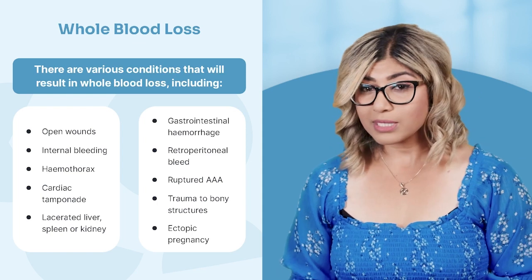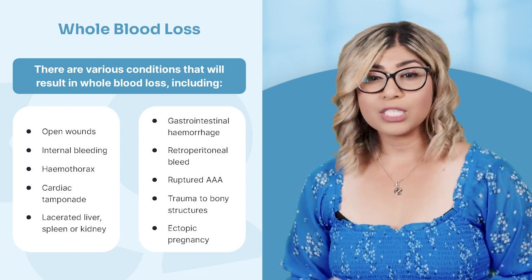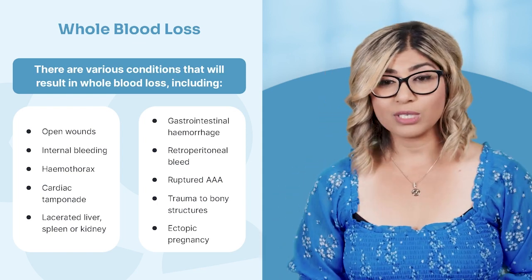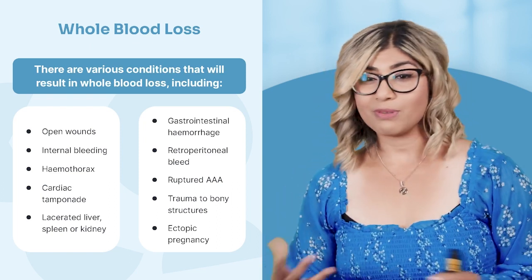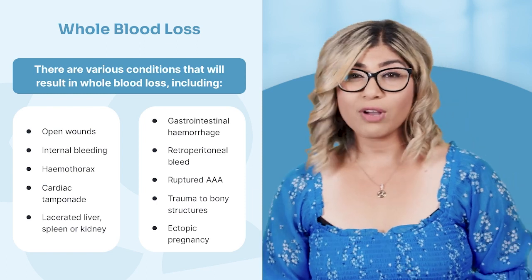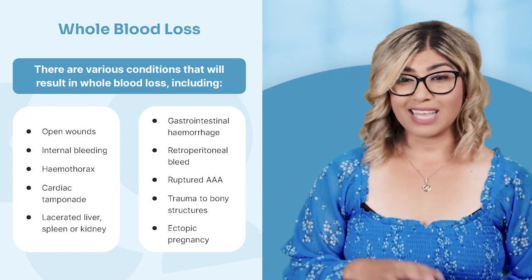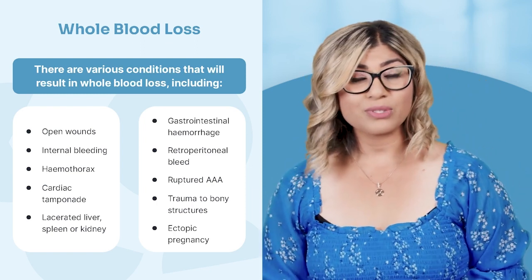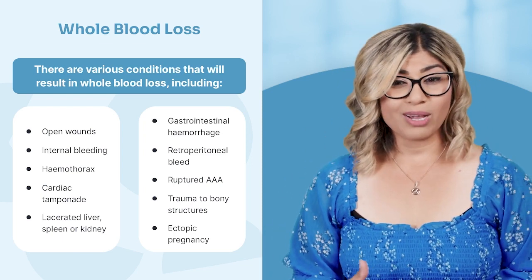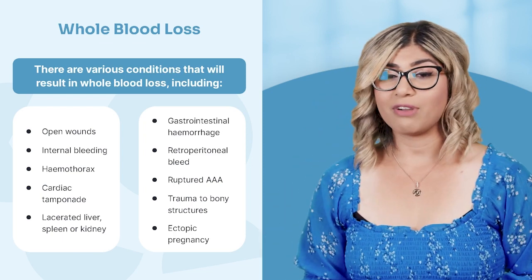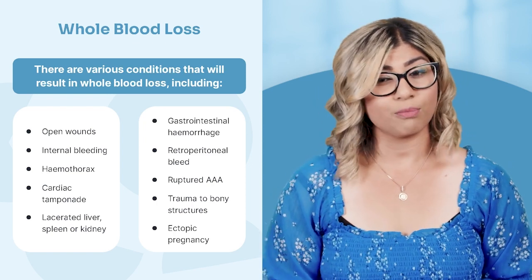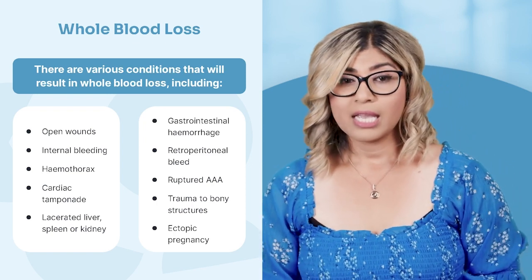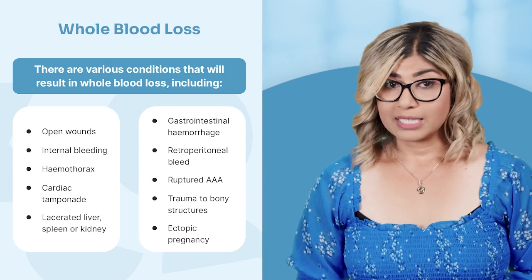abdominal aortic aneurysms, trauma to bony structures. So something like our humerus can hold up to 500 to 1,000 mils of blood, tibias and fibulas 750 to about 1,200 mils, femurs 1,000 to 1,500 mils, and the pelvis can hold up to about 1,500 to 2,500 mils. So you can imagine with trauma to these bony structures, you can start to lose a lot of blood very quickly. And finally, ectopic pregnancies.